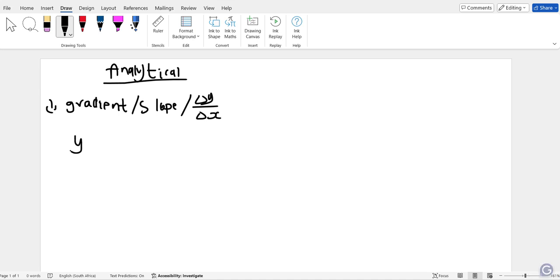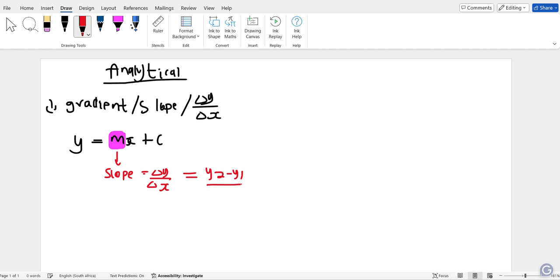Suppose we're given the graph, a line y equal to mx plus c. The slope is the number which you see in front of x, the coefficient of x. This is known as the slope. And to find the slope, you must use the formula change in y over the change in x, where the change symbolizes the difference or the subtraction. This means that it's a difference between any two y values on the line divided by their corresponding x values, which is x2 minus x1.